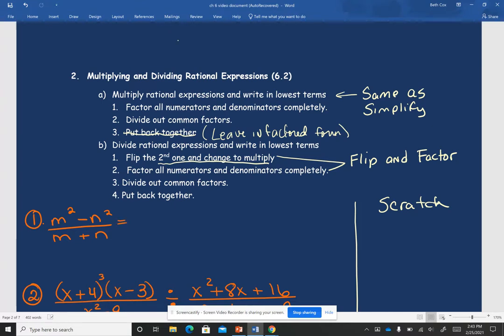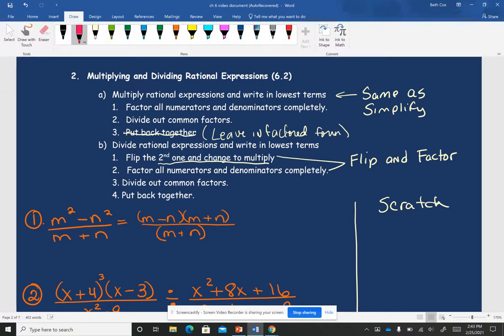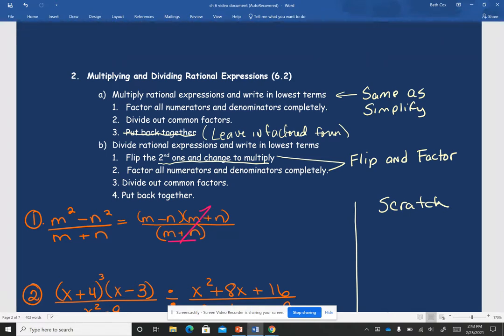Let's factor the numerator and the denominator. The numerator is a difference of squares. It's a special case. And the denominator is n plus n. It doesn't factor. And so I'm going to divide that out, and I just get m minus n. So that's really not a multiply problem, so I'm not sure why it's in here. Okay, let's go to the next one.